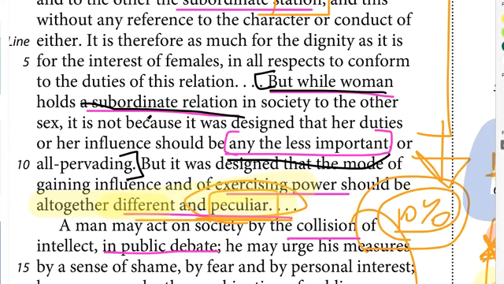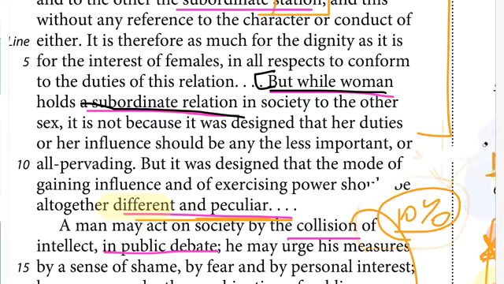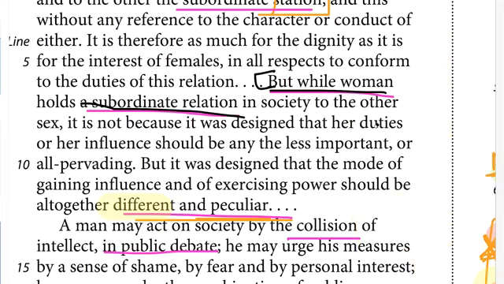Okay, people? We're going to go back to line 12. I'm going to show you actually how to do it. I'm going to go all the way to here. But while women hold a subordinate relation in society to the other sex, it is not because it was designed that her duties or her influence should be any less important or all-pervading, but it was designed so that the mode of gaining influence and of exercising power should be altogether different and peculiar.